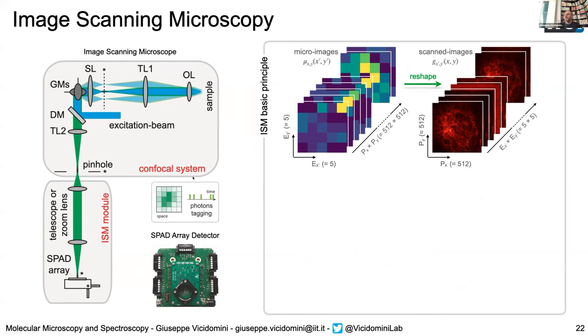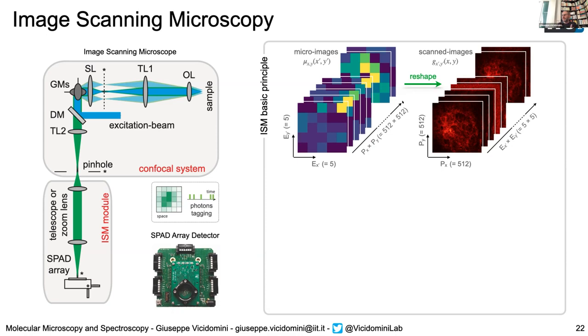But now for each position of the sample, for each scanning position, we have an image. A small image, only 5 by 5 pixels, but for each position of the sample, we have an image. So that's the data set that we get at the end of the scanning: 5 by 5 images for the number of pixels that you decide to scan, in such a case, for example, 512 by 512.